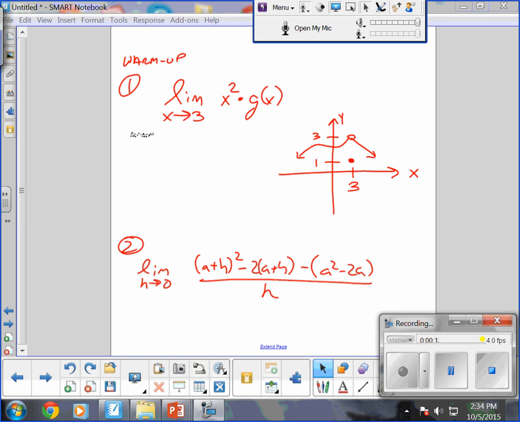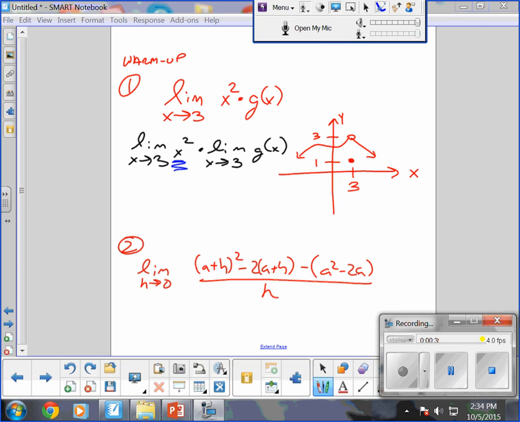Alright, so on the first one, this is a limit rule problem. We have to understand that we can break this apart into two limits, right? x squared as one function and g of x is another. The important thing here is we realize that x squared is a polynomial. It's one of our four types of functions that's continuous in its domain, right? Trig functions, rational functions, polynomials, and roots. Those four types of functions are continuous in their domain.